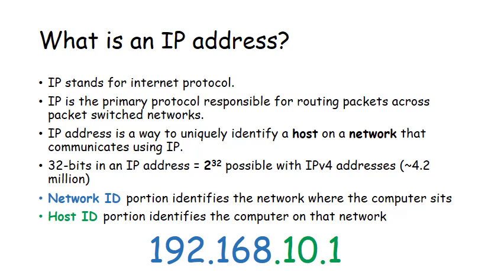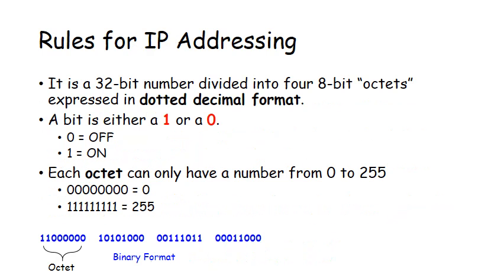It is important to note that it doesn't always have to be that way. The network portion of the address could be just the first two numbers, the 192 and the 168, and the host ID portion is now the last two numbers, the 10 and the 1. It is, however, standard that the network ID portion is before the host ID portion. You have to identify the network first before you can identify the host.